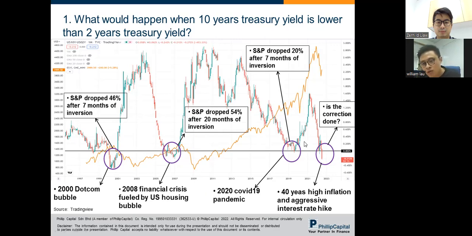Let's look at the latest one, which is the COVID pandemic. As you can see, this is not as serious as the previous two, because the correction is not due to the financial market, but due to a pandemic.